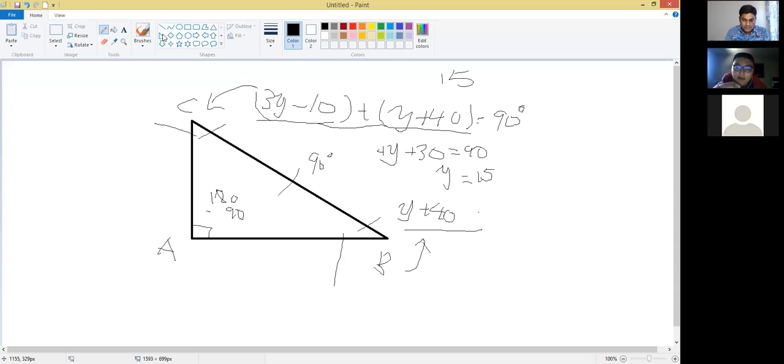Okay. After you get y equal to 15, do not just say, okay, I got y. You still have to find out the degrees of B and C. So you have y equal to 15. 15 plus 40, you have 55 degrees. And here, C, you have 3y minus 10. You can just plug 15 inside to find out. Or you can just use 90 minus 55, which leaves 35 degrees. Then you know the three angles right now: 35, 55, and 90 degrees. That's how you find the three angle measurements.